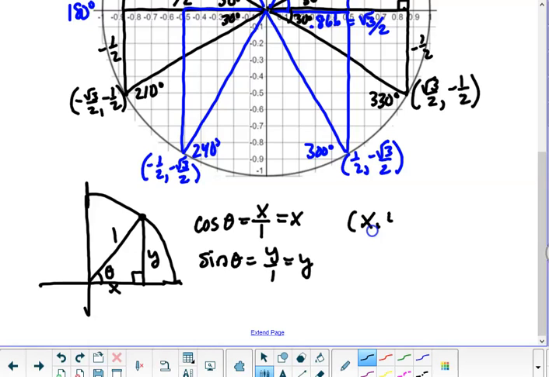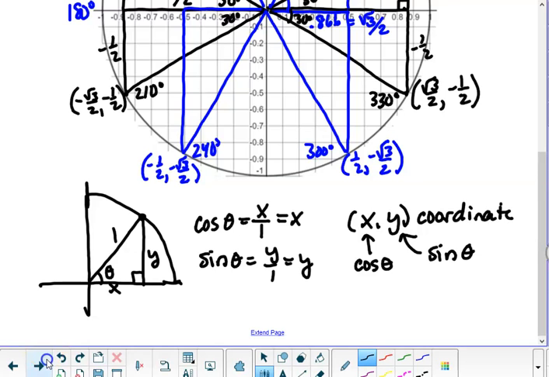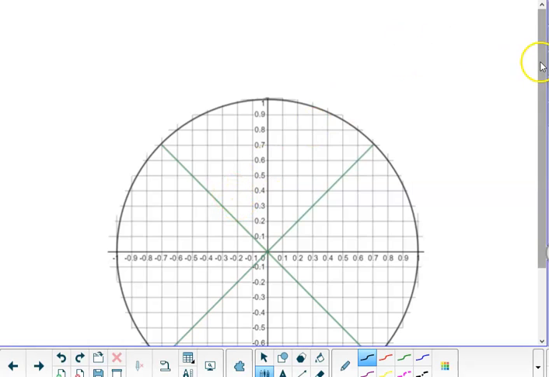So my XY coordinate tells me the sine and cosine of theta. X tells me cosine, Y tells me sine. So we're going to extend this now to the 45, 45, 90 triangle. So I'm going to do this a little more rapidly, and then we'll move on to putting it together.